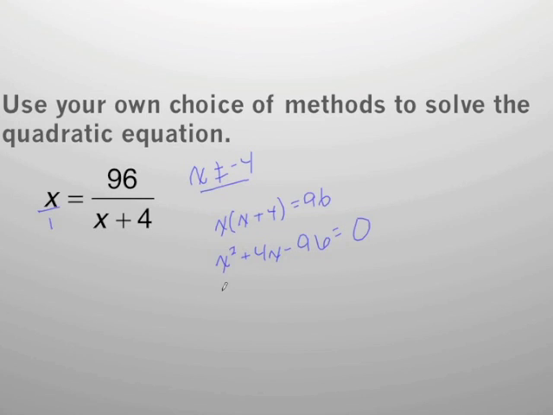Now, I can choose to solve this by square root property. Won't work unless I want to complete the square. I can do completing the square, quadratic formula, or factoring. I'm actually going to use factoring for this one because I know that 96 is 12 times 8. So I'll have x minus 8 and x plus 12. Negative 8, positive 12 will give me my positive 4. x turns out to be 8, or x equals negative 12. And those are my solutions.